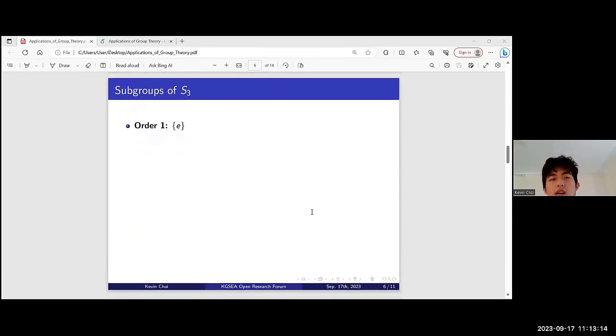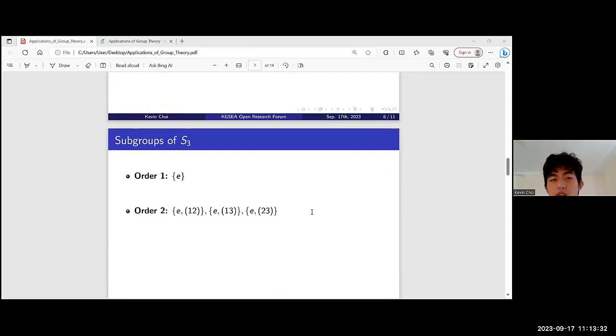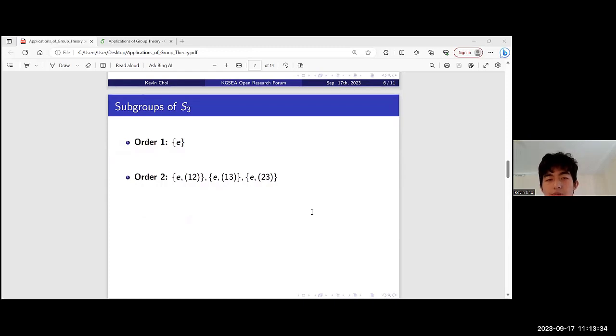And next, I'd like to talk about the subgroups of S3, and building upon this, this will later result in some formulas, for example the Lagrange theorem and other group theory results. So first of all, order one is just E, which is the identity element. Then we have order two, which is E and the groups of 1, 2, 1, 3, or 2, 3. And I'll give you 1 minute to think about what order three would be.